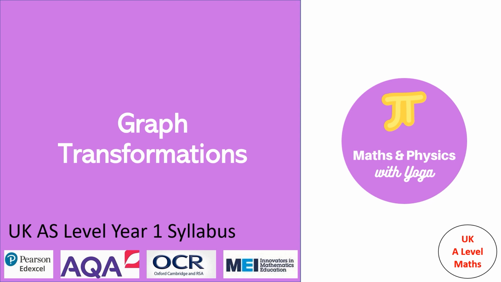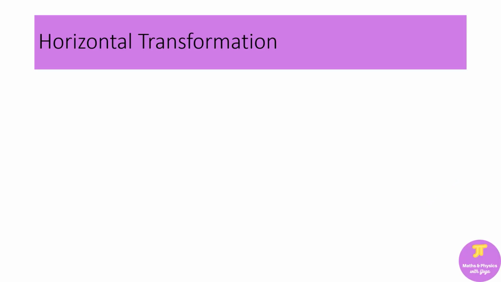In this video we are going to learn about graph transformation. We are going to learn two types of transformation: horizontal transformation, and next we will learn about vertical transformation. So let's say there is a function f(x), and the horizontal transformation happens when you transform this function into y = f(x + a). Then this function will move left or right in the graph.